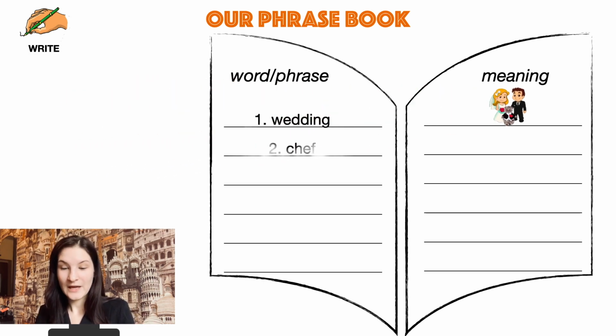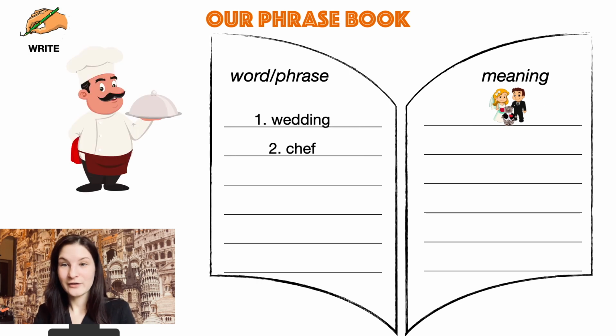Word number 2. Chef. Look at this man. He's a chef. So he's a cook, but he's very important. He's the most important cook in the restaurant. So we call him a chef. In Russian, it will be the same.